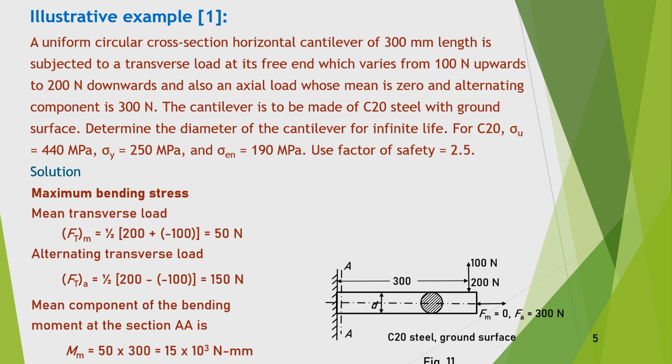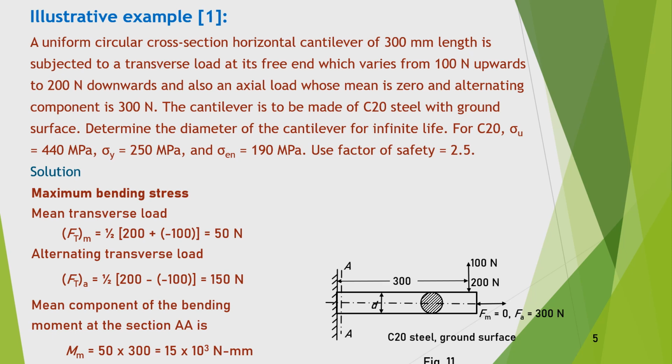The maximum bending stress. Mean transverse load is half of 200 plus minus 100 because 100 Newton load is acting in opposite direction. This gives the mean transverse load as 50 Newton, and alternating component of this transverse load comes out to be half of 200 minus 100 is equal to 150 Newton.